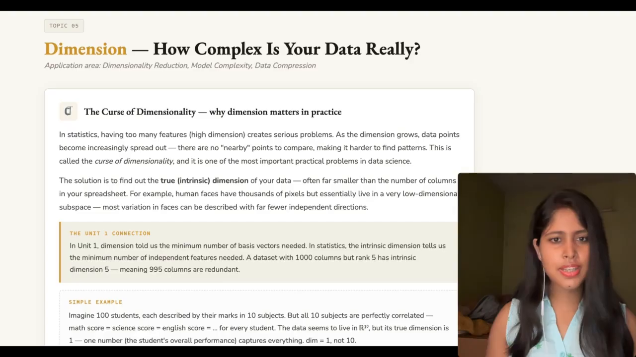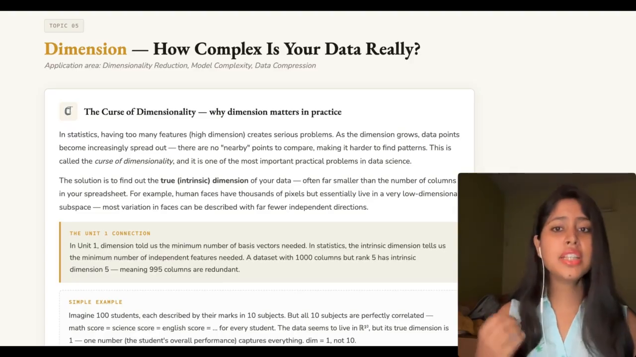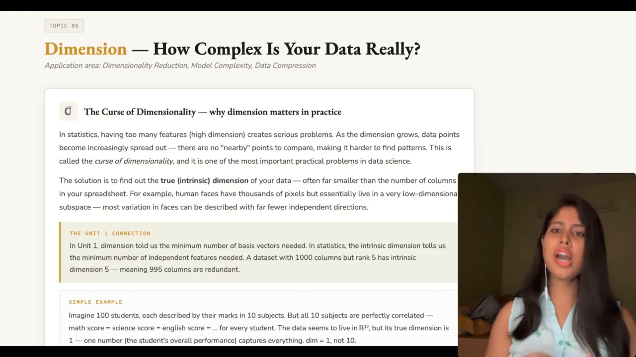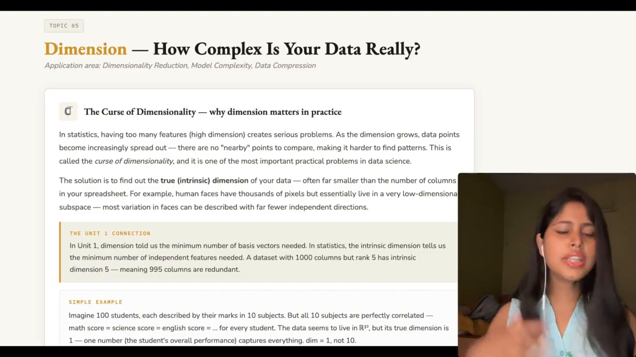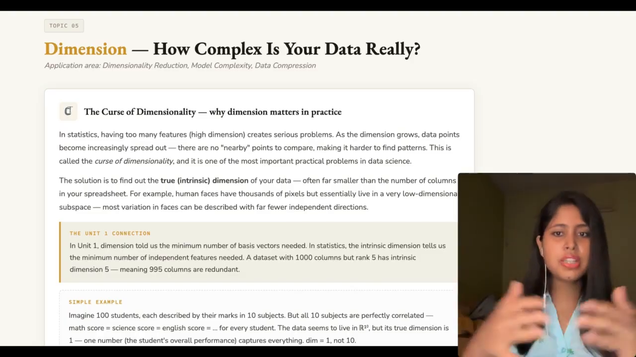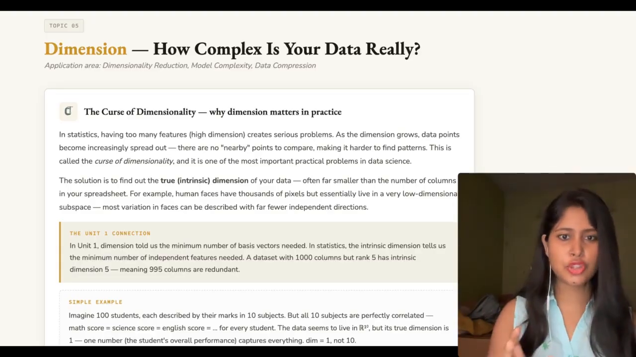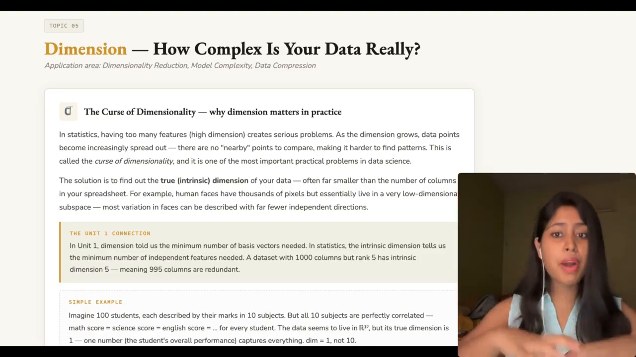In statistics and data science, dimension has profound practical consequences, captured in a term you have probably heard, the curse of dimensionality. What is the curse? Let me explain the problem. Imagine you have data in two dimensions, say height and weight of people. You collect 100 data points and they cover the space reasonably well. Now imagine you add a third dimension, age, for example. Suddenly, those same 100 points are much more sparsely spread out.